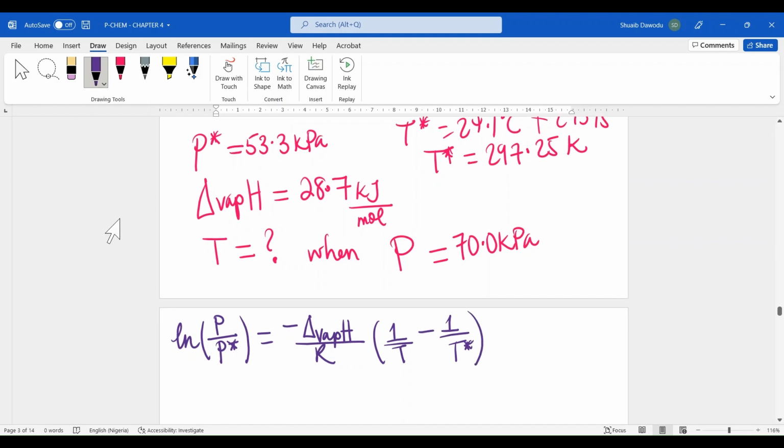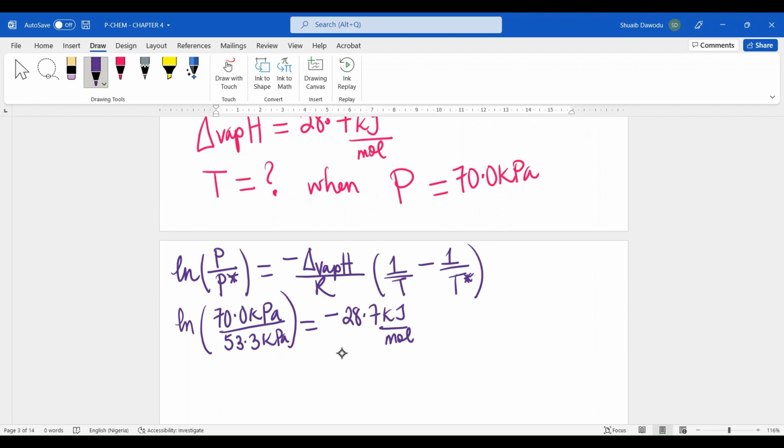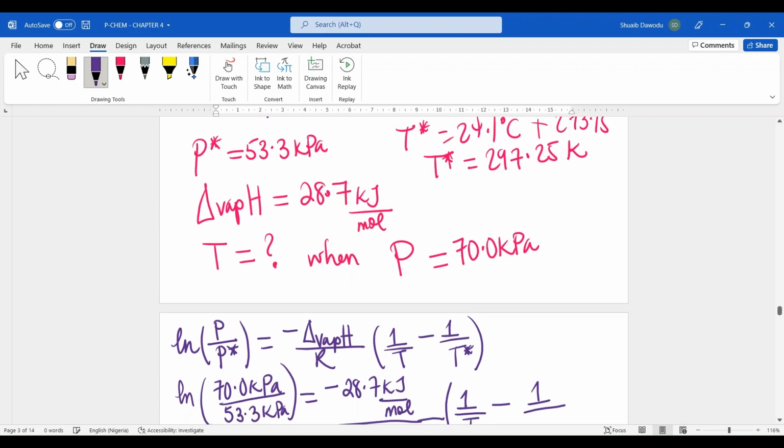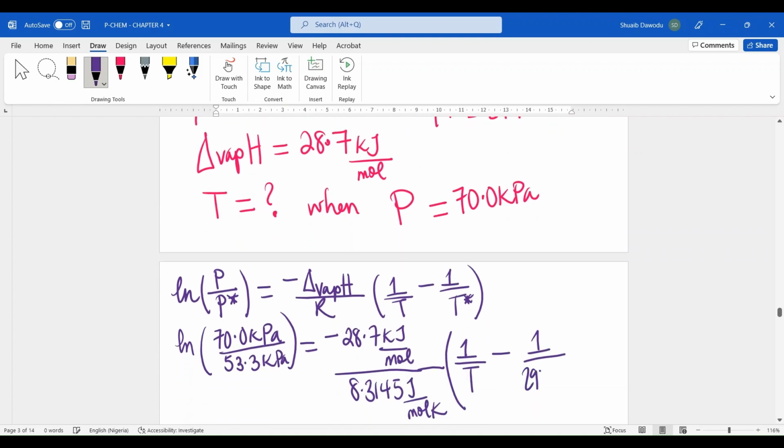So you have ln of P, which is 70.0 kilopascal, divided by 53.3 kilopascal, is equal to negative the change in enthalpy of vaporization, which is 28.7 kilojoule per mole, divided by the gas constant, which is the regular 8.3145 joule per mole Kelvin, times 1 over T, remember it's temperature we're looking for, minus 1 over T star. And we know our T star to be 297.25 Kelvin.